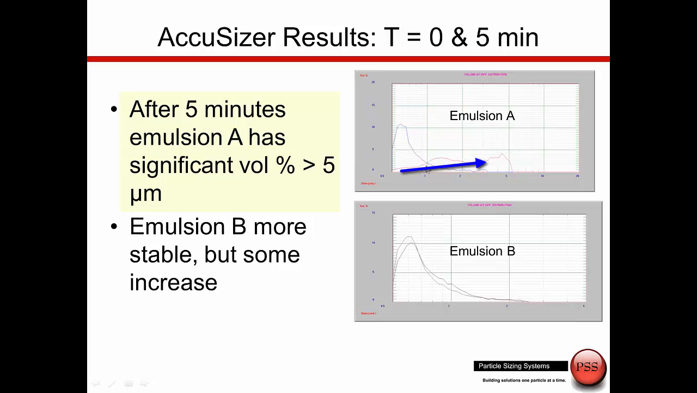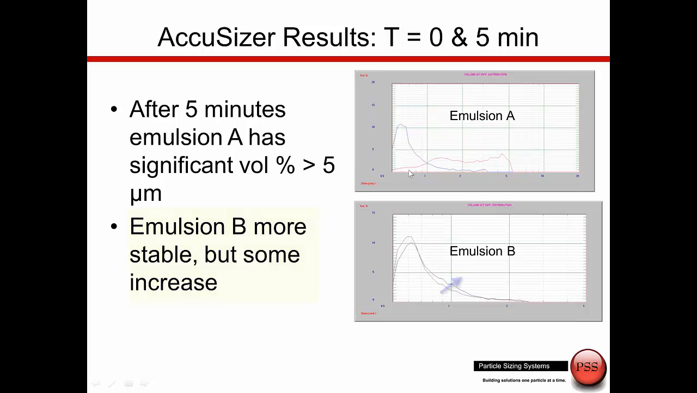Maybe you would use greater than 1 micron rather than greater than 5 microns for the sample, but the AccuSizer is an excellent indicator of stability both at time t equals 0 and as a function of time. Down below we look at the result from t equals 0 and t equals 5 minutes after I created it for emulsion B. And we see this increase in the number of particles greater than 1 micron, but not as fast as the increase in emulsion A. The AccuSizer is an excellent indicator of emulsion stability.